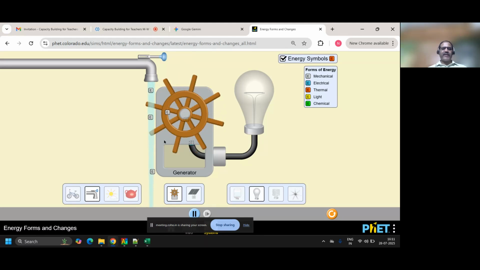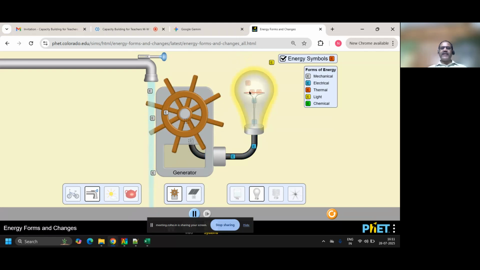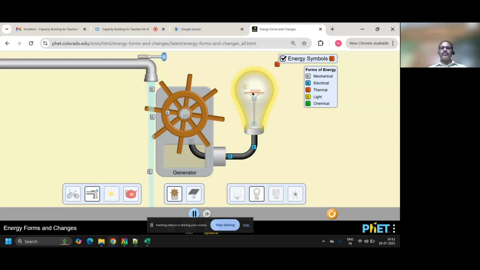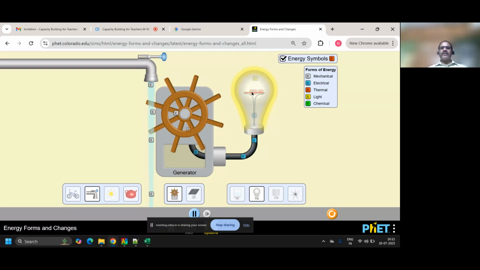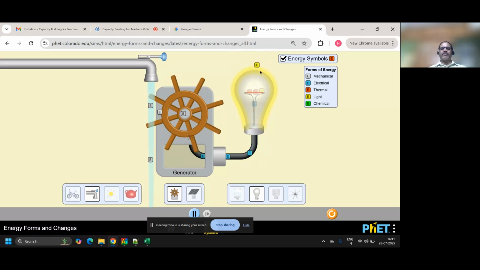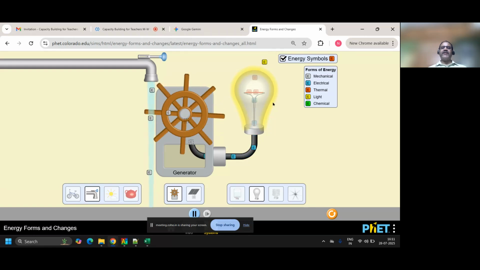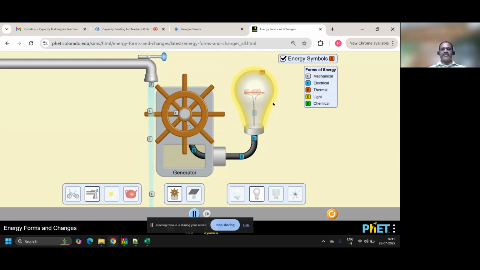Again, a mechanical energy rotation happens. It is converted into electrical energy. That electrical energy directly goes through this filament. This filament converts that electrical energy to heat energy or thermal energy, then in turn it is emitting light. It converts to light energy. Correct?